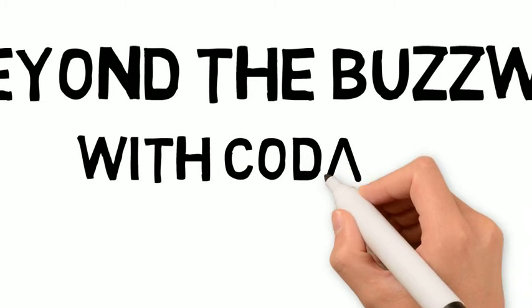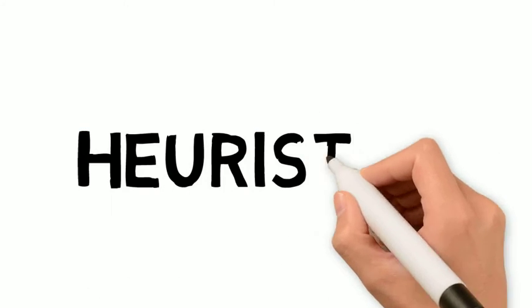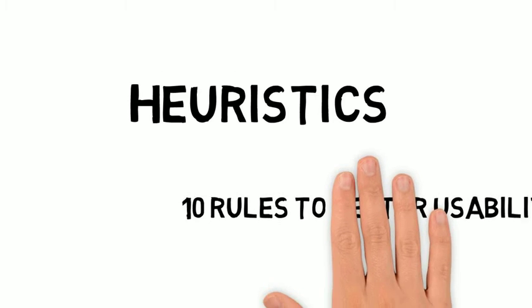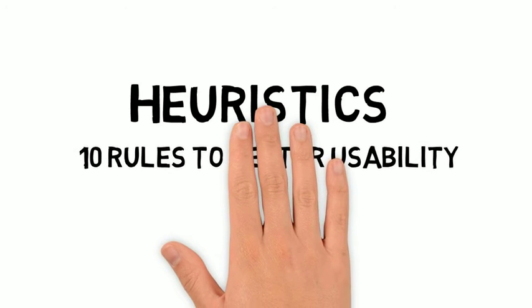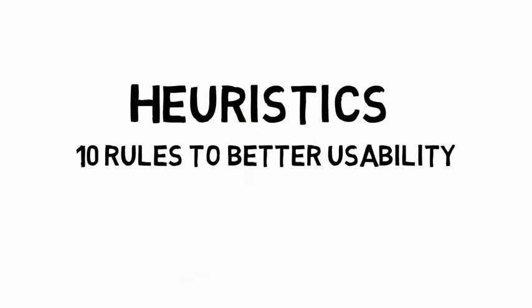On today's episode, we're diving into the world of heuristics and taking a look at 10 rules for better usability. But first, what exactly are heuristics? They're a set of principles developed by Jacob Nielsen that we use as a guide while designing user interfaces. Well then, let's get going.